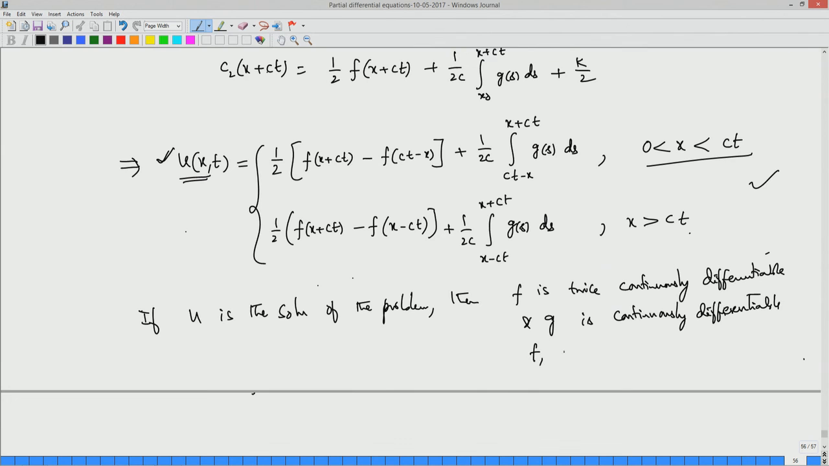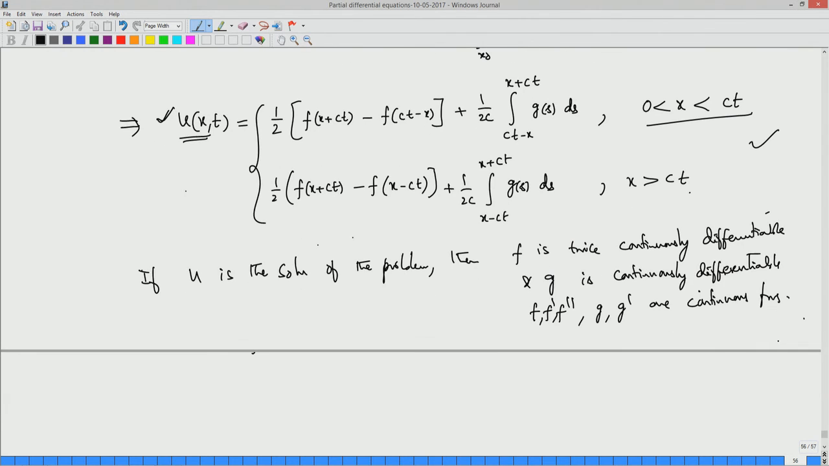That means f double dash and g dash, f dash g dash are continuous, it should exist and be continuous functions. That is what it means. And also, if you make use of this continuity, u is continuous, u of x t is continuous at x equal to c t. If you use this, you will see that f of 0 has to be 0.